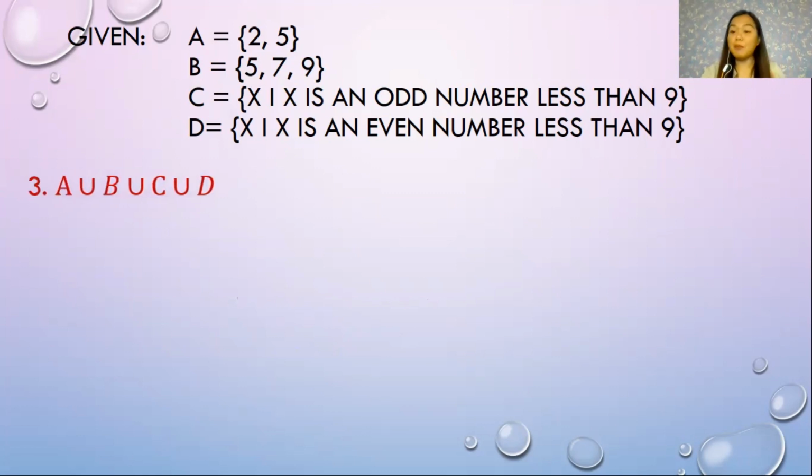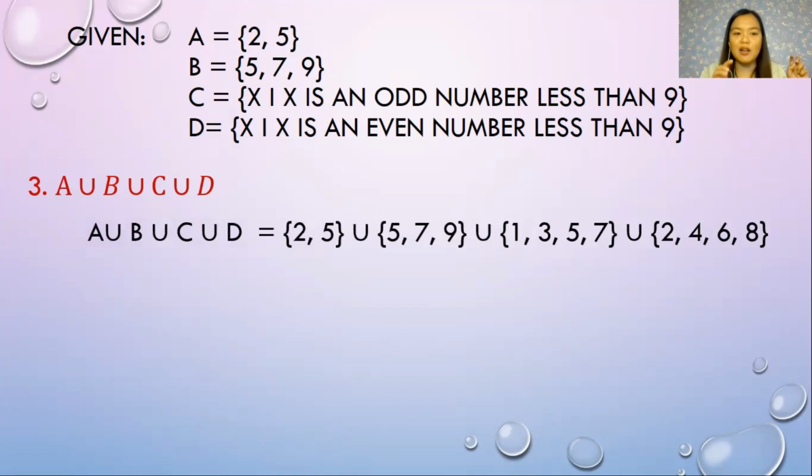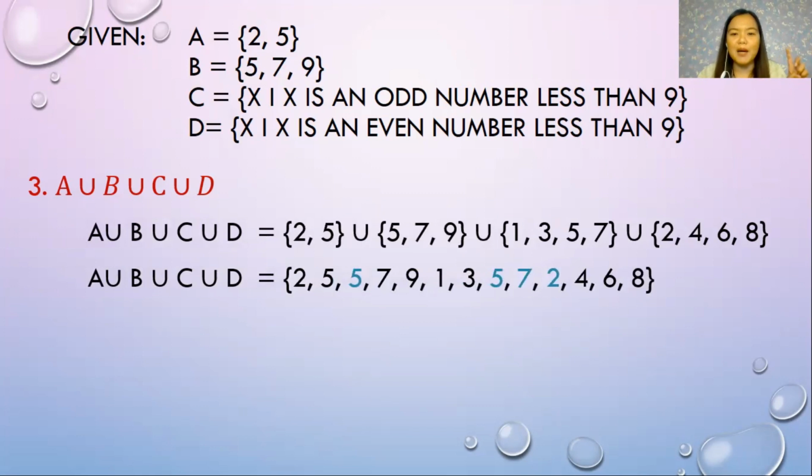Next, paano naman pag ganyan? Ang dami-dami. So, A union B union C union D. As long as wala siyang parentheses, parang GEMDAS din yan. Groupings, exponent, multiplication, division, addition, subtraction, parang ganun din yan. Pero pag wala, at magkakapareho naman yung operation, then, diretso na lang. So, i-substitute na lang natin lahat yung mga elements. So, i-combine din natin lahat.